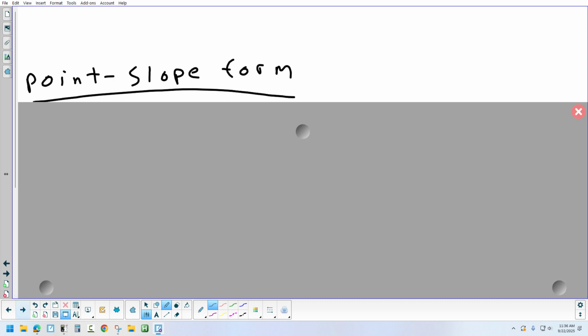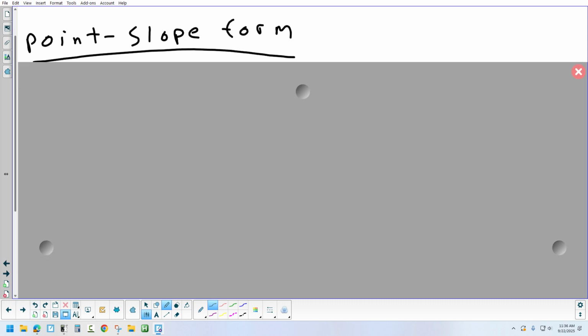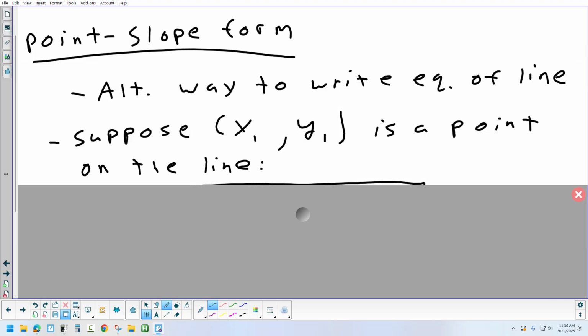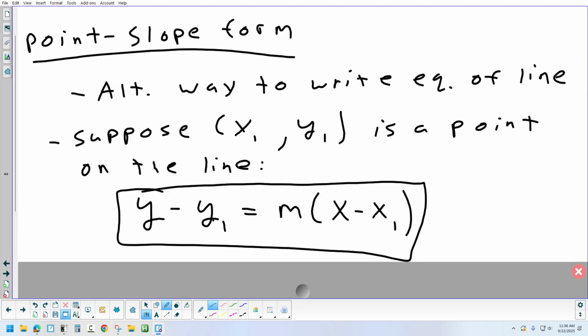Okay, so that's the advantage of it. Now, slope-intercept form isn't the only form. There is another format, and it's called point-slope. What letter is missing from point-slope that we had in slope-intercept? Something's missing. Yeah, B. So the advantage of point-slope is if you don't know the intercept, you don't need it.